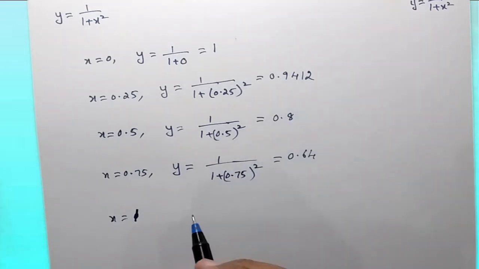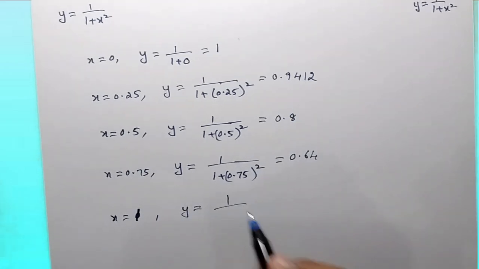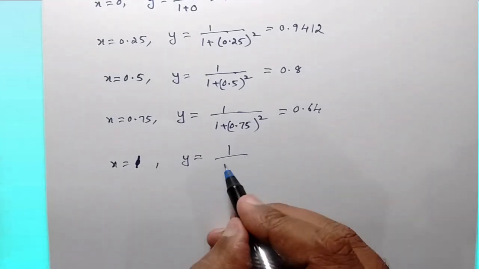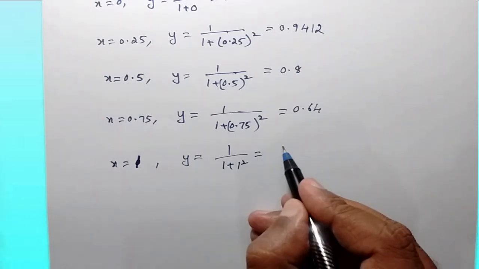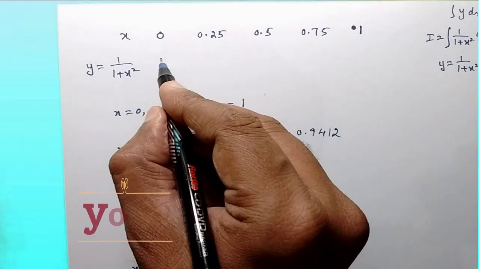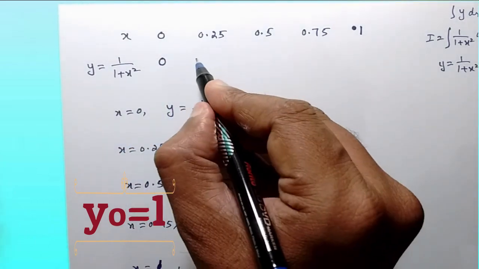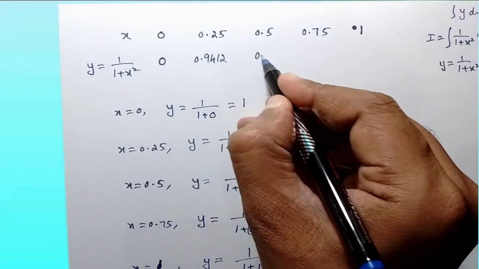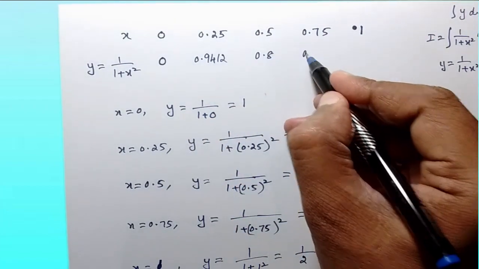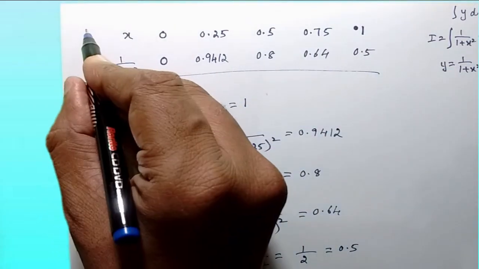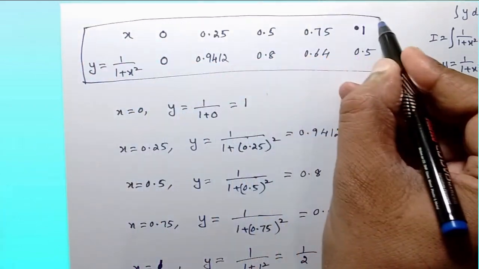When x is 1, y will be equal to 1 by 1 plus 1 square. So 1 by 1 plus 1 will be 2. So 1 by 2 will be how much? 0.5. So you can just write down the values over here. First value of y will be 1. The next value will be 0.9412. Next value will be 0.8. The next value will be 0.64. The next value will be 0.5. So you got the values of x and y.